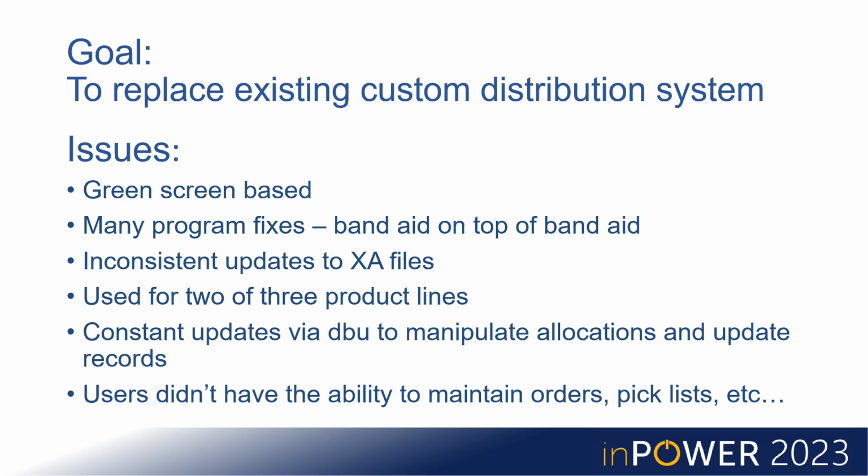There were inconsistent updates happening to XA files. We used it for 2 of our 3 product lines. We had to constantly do DBU updates to manipulate allocations and update records within this distribution system. And users didn't have the ability to maintain their orders or their pick lists, or delete line items for that matter if a customer canceled.